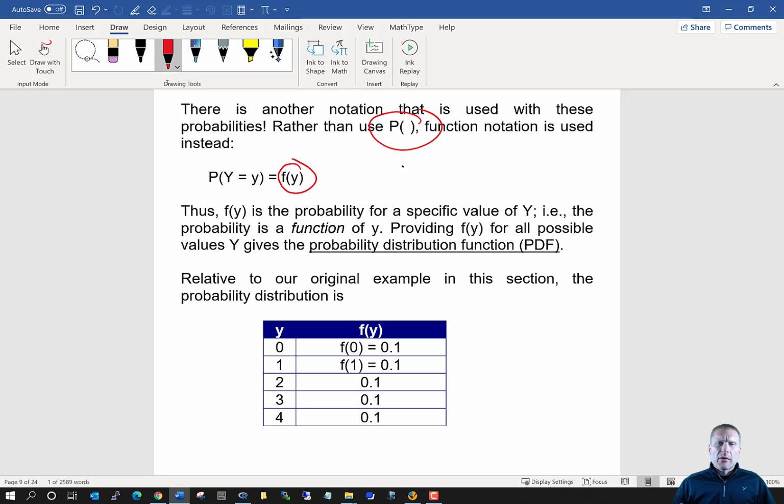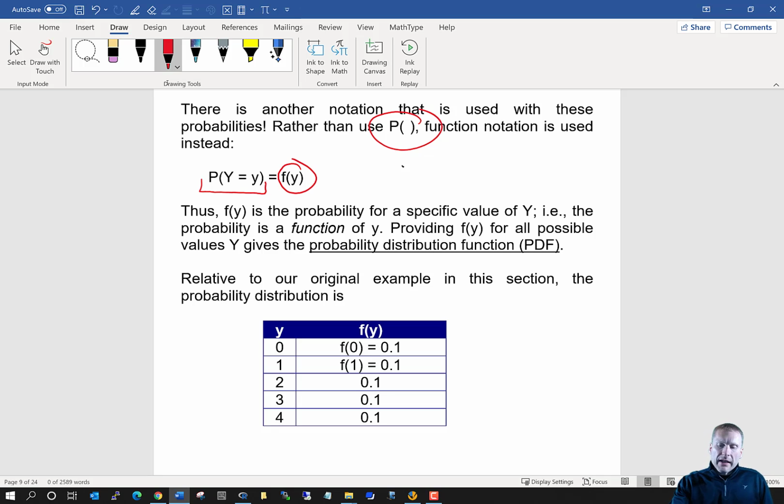Now you've seen similar expressions like this, like in an algebra class. You have a function of x or you have a function of y. Well, what we can see here is that our probabilities are functions of y, our random variable, and its corresponding values that it can take on. And so the probability that our random variable y is equal to one particular value that we denote again by little y, that notation can also be represented by little f of y, a function of y.